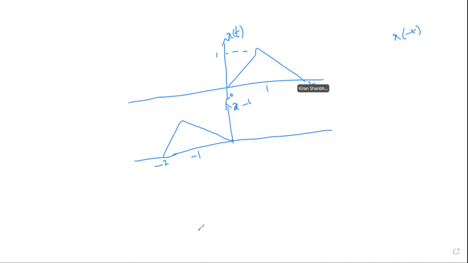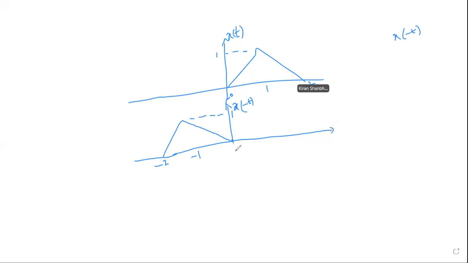Sorry for that. So this is x of minus t. Did you get it? How did I draw x of minus t? It is a simple mirror image of x of t. So this is the meaning, right? Whatever was at 1 came to minus 1, whatever was at 2 came to minus 2, whatever was at minus 1 came to 1, whatever was at minus 2 came to 2, and so on.